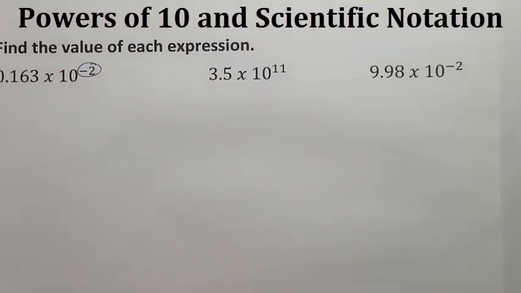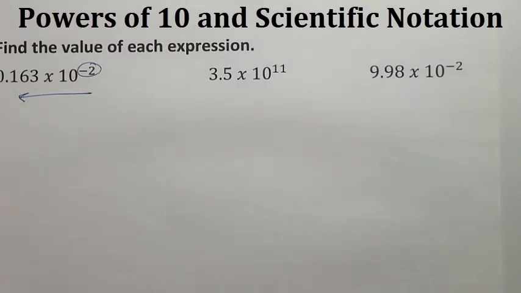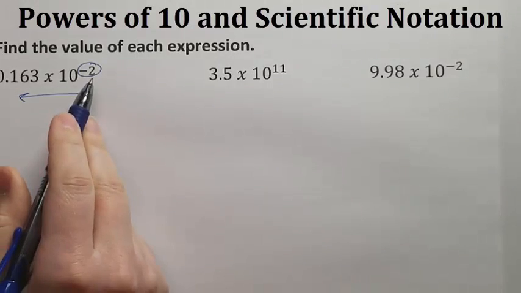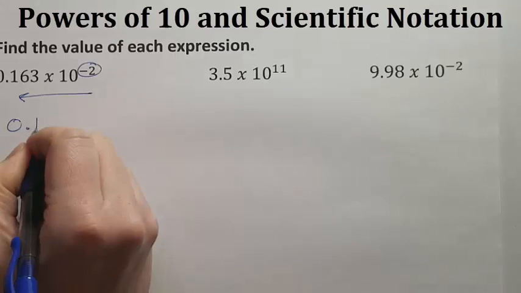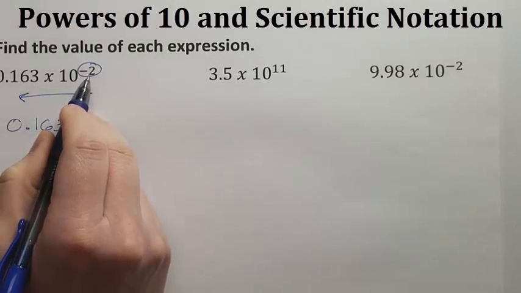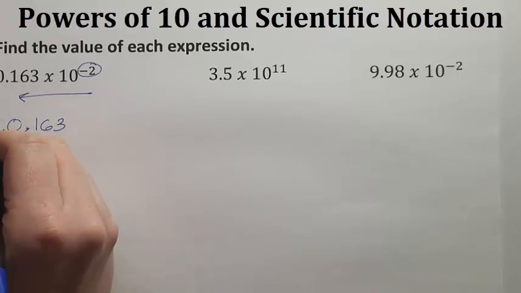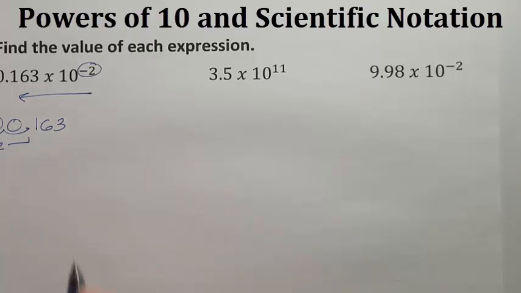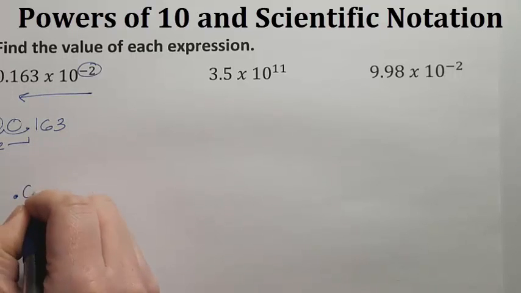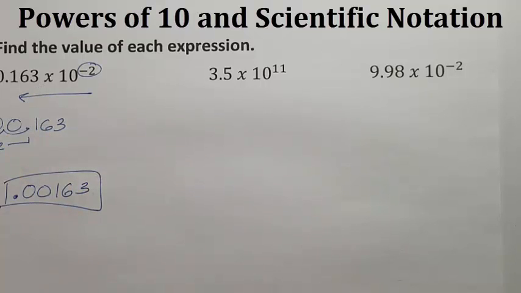If I have a negative exponent, that means I need to get smaller. Numbers on the number line get smaller when they go this direction, which means my numbers need to go that direction. I have 0.163, what I was originally given. I'm supposed to get smaller by 2 placeholders. So 1, 2. My new decimal goes right there. I have to fill in my spot. So I moved 2 placeholders. So I get 0.00163, and this is the value of that expression.